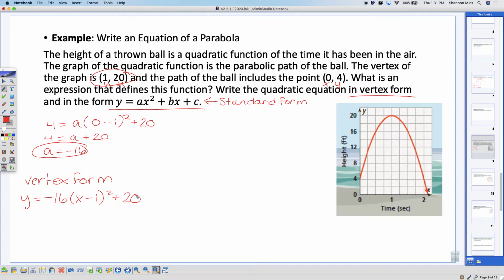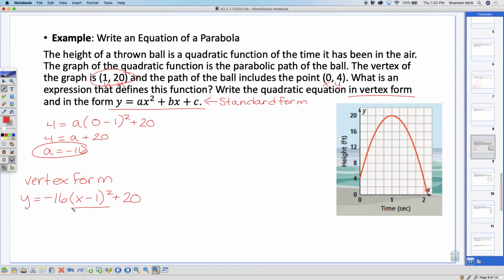Okay, so the reason why I go to vertex form first is now all I have to do to get to standard form is what? Factor. Nope, it's already factored. I have to take care of this and then distribute negative 16 into it.